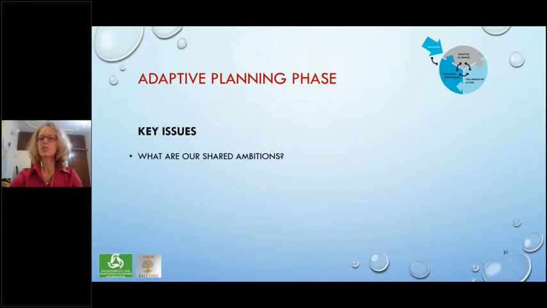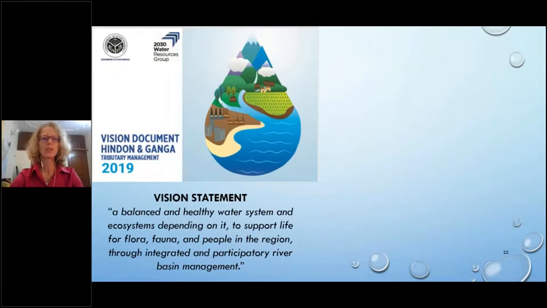So let's briefly touch upon a couple of the key issues in the adaptive planning phase. I'll start with the shared vision and the shared ambitions. In a vision document, the goals that are jointly agreed can be laid down. And I'll just show the example again of the Hindon. Sometimes it is good to bring the discussion on the vision statement to a higher abstraction level if there are a lot of differences in the group. So the more abstract it is, the more nobody will disagree, for example, that we need sufficient and sufficiently clean water in the river system, which is beneficial for all the water users.